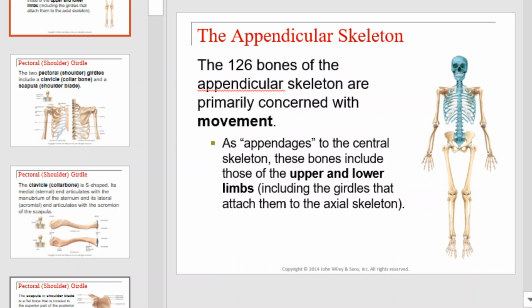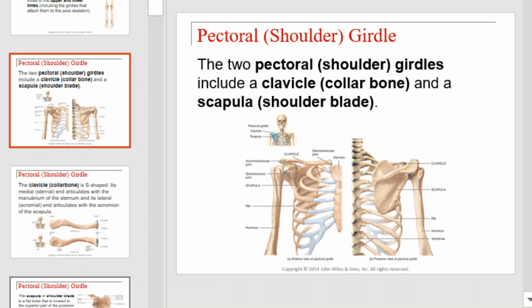The appendicular skeleton is composed of 126 bones. These bones are primarily concerned with movement. As appendages to the central skeleton, these bones include the bones of the upper and lower limbs and the bones of the girdles that attach the upper and lower limbs to the axial skeleton.